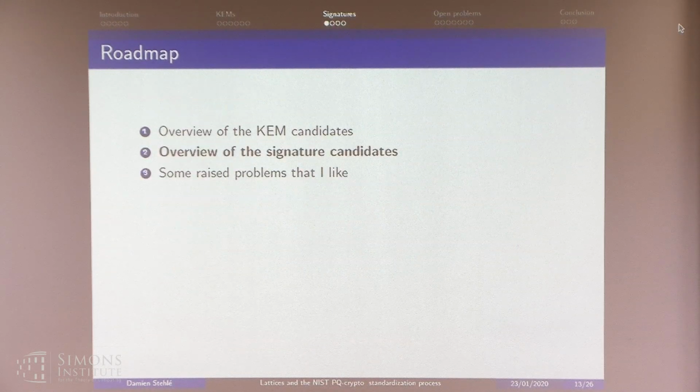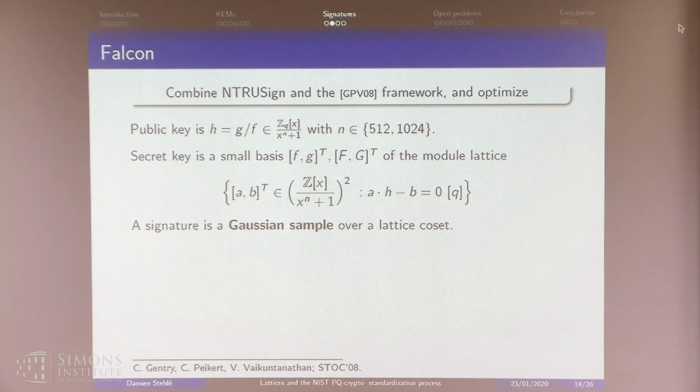Okay, so the situation is very different for signatures. There are much fewer of them, but the design is much more varied. So fewer, but more diversity somehow. Let me go somewhat more into details for these signature algorithms. First, let's start with Falcon.